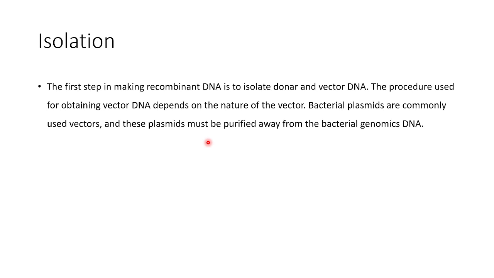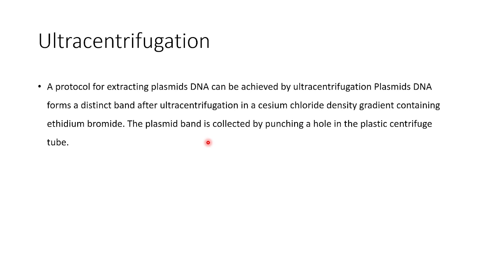So the first one is isolation. The first step in making recombinant DNA is to isolate the donor and the vector DNA. The method used for obtaining vector DNA depends on the nature of the vector, and bacterial plasmids are commonly used vectors. These plasmids must be purified away from the genomic DNA. You can go for ultracentrifugation to extract the plasmid DNA, and the plasmid DNA forms distinct bands after ultracentrifugation in a density gradient medium.